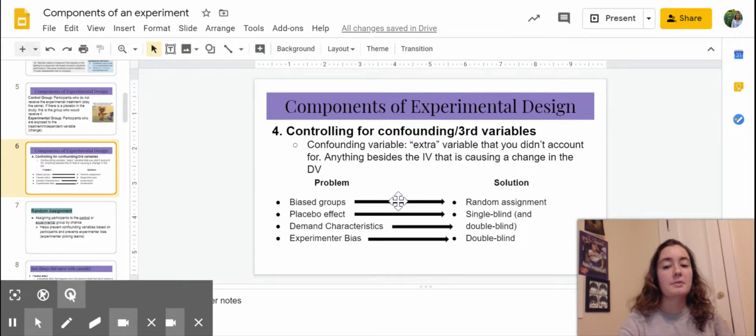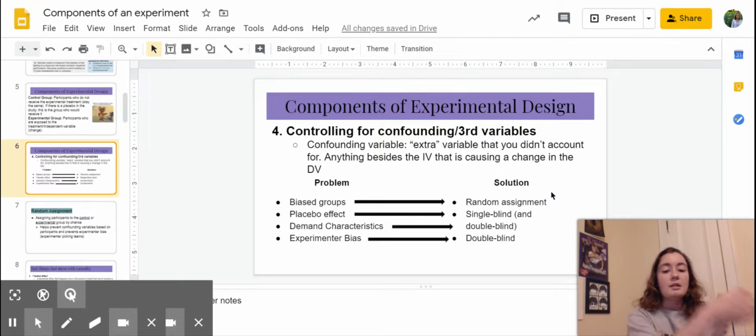So to fix this problem of biased groups, you're going to use random assignment. And this is another key characteristic of an experiment. Only an experiment can use random assignment, and that's because only an experiment has the experimental and control groups. Random assignment is just taking the people in your sample, or the participants in your research study, and randomly dividing them up by chance into the experimental group or the control group. So that way it's not biased. Everyone has a fair chance of being in either the control or experimental group. It's just done by chance.